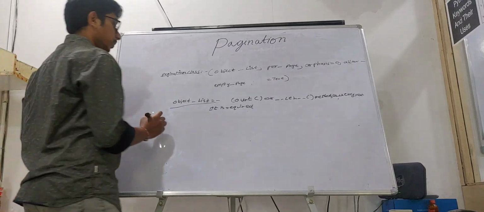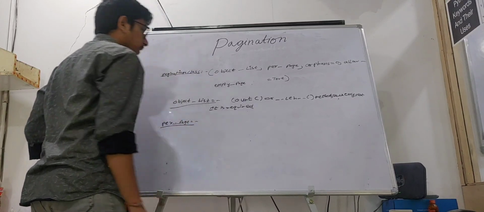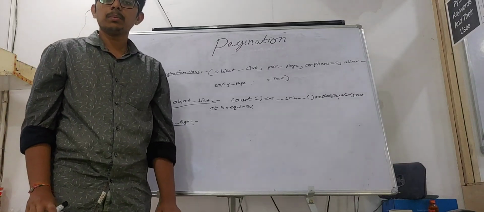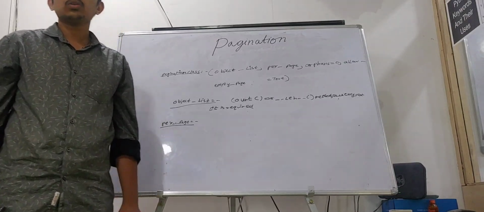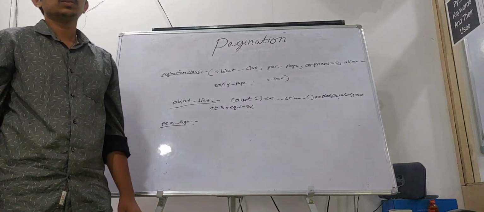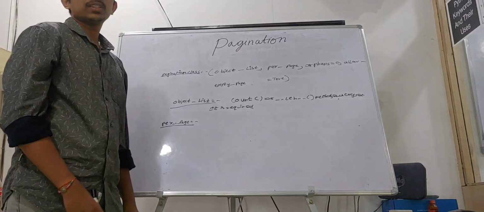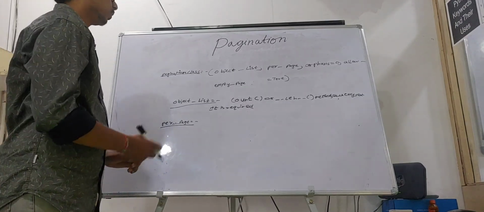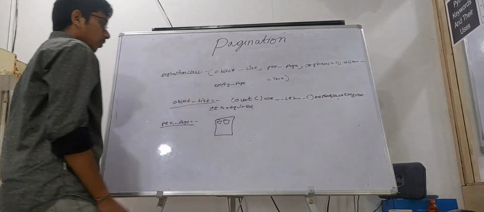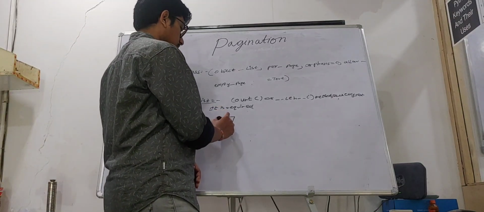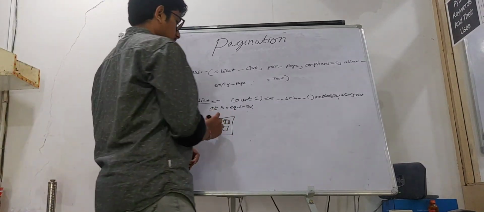And we will go to per page. Per page means the maximum number of items to include on a page, not including orphans. For example, you take one page. On the first page, four items are required. Four is sufficient for this page, and this is sufficient.